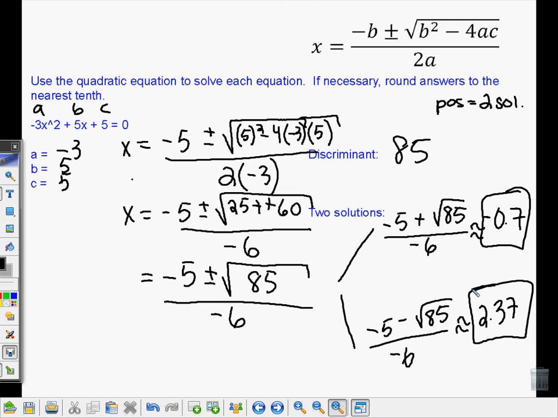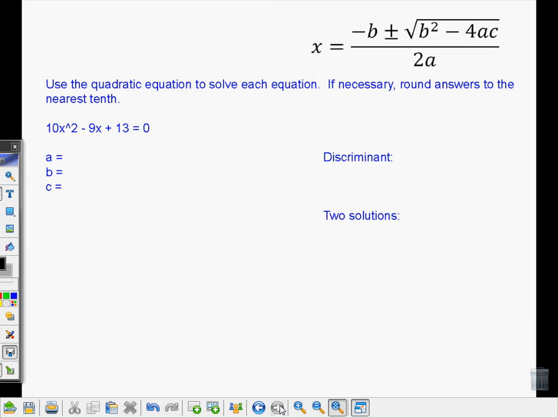Okay? I know that is a lot, all right? But it's new stuff, but we're going to keep practicing it this week. So, we are going to do one more together and then we'll be done. Okay, so this is the last one. We're going to do the same thing. We are solving using the quadratic formula.